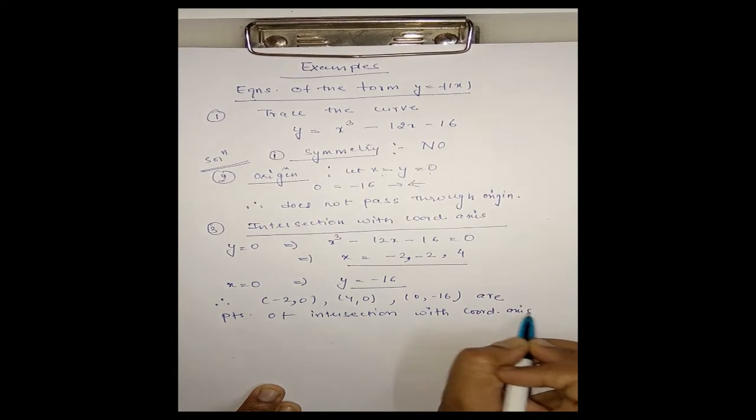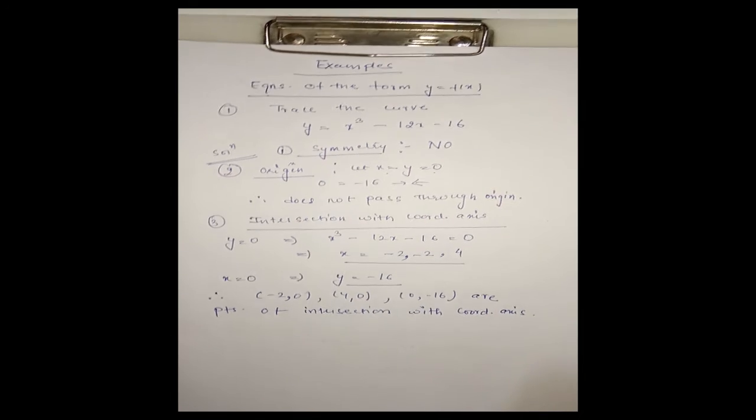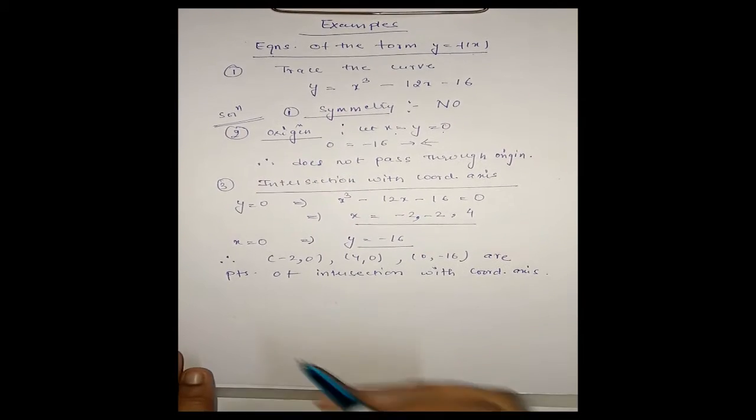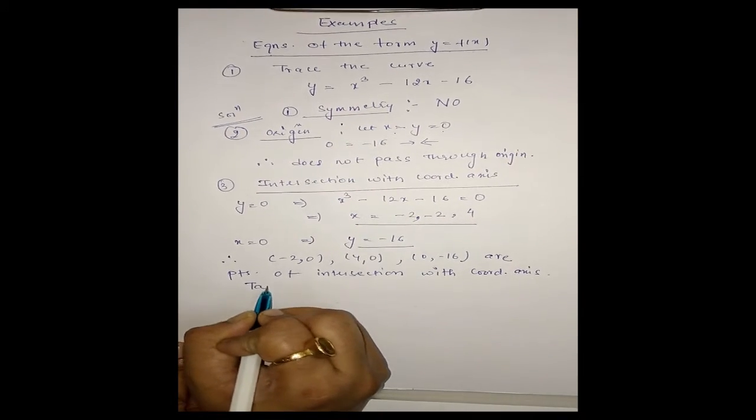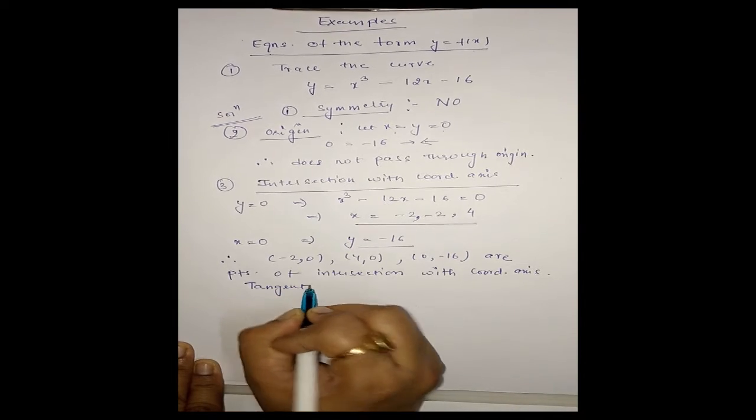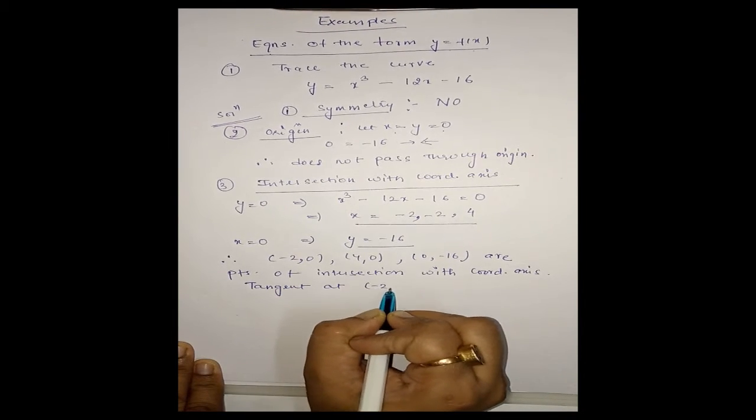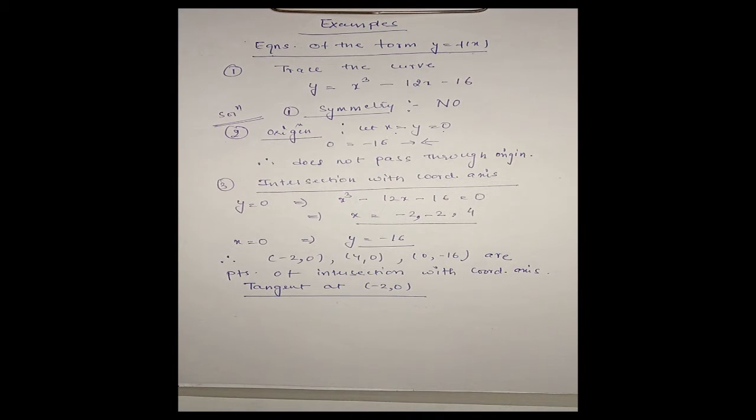Okay, now we have to find the tangents at all these points. First, the tangent at (minus 2, 0). For this I have to substitute.